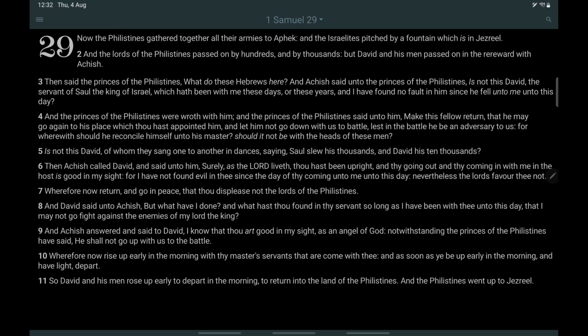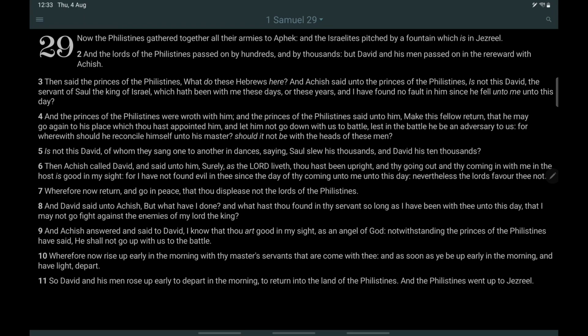And the princes of the Philistines said unto him, "Make this fellow return, that he may go again to his place which thou hast appointed him, and let him not go down with us to battle, lest in the battle he be an adversary to us. For wherewith should he reconcile himself unto his master? Should it not be with the heads of these men? Is not this David, of whom they sang one another in dances, saying, Saul slew thousands, and David his ten thousands?"